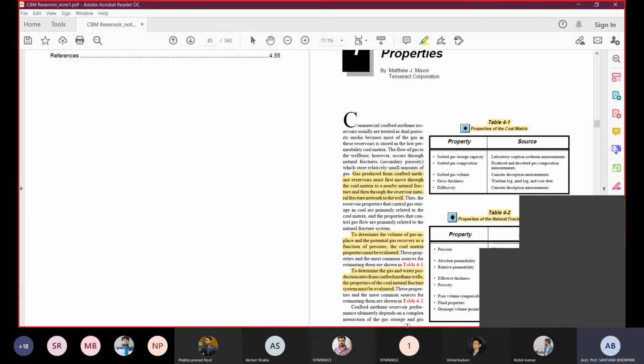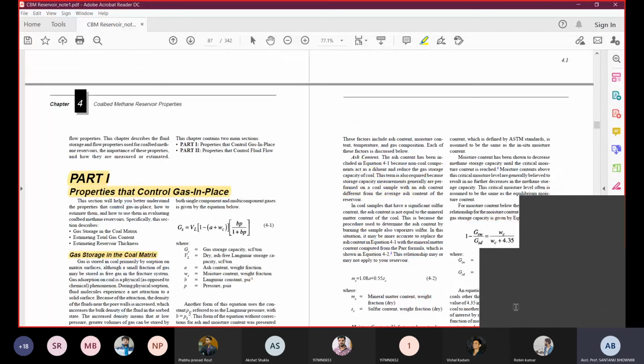So these are some of the initial considerations of the reservoir properties and the fluid properties that govern the storage, which is related to the matrix, and the transport, which is related to the fracture systems. In the next discussion, we are going to consider each of these in much more detail, and you will get the total idea in a more detailed way about whatever you have already learned and whatever you need to learn about this coal methane reservoir.